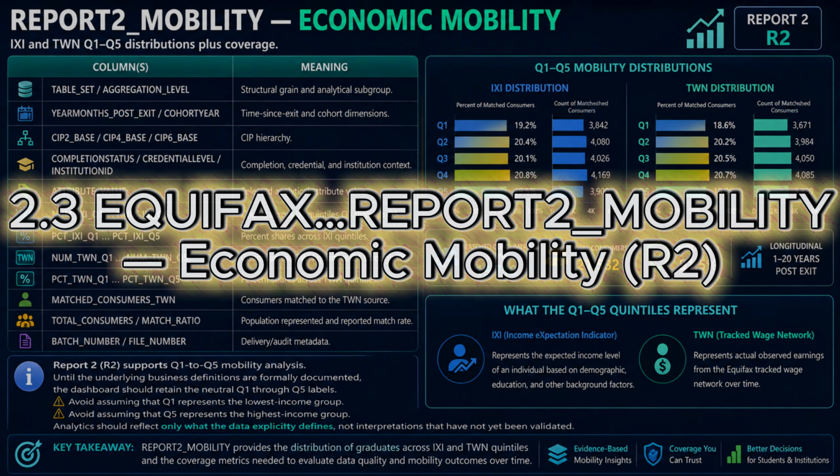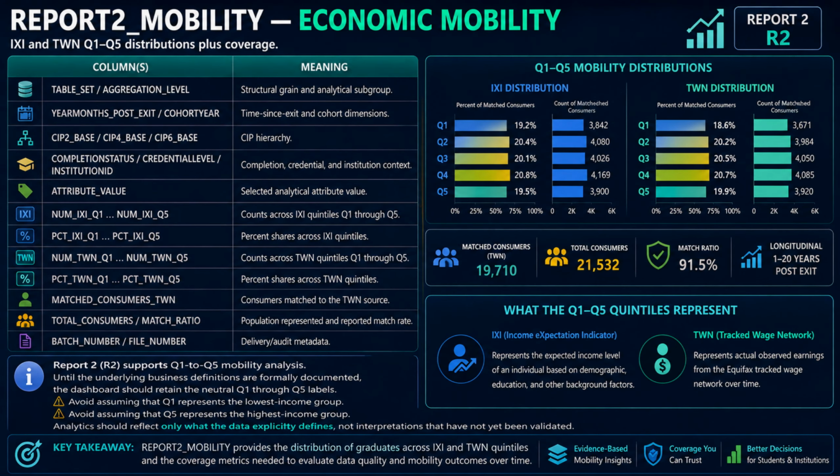Equifax Report 2, Mobility. This is the second report fact table and supports Q1 to Q5 mobility analysis. It provides AXI and TWN Q1 to Q5 distributions plus coverage. Until the underlying business definitions are formally documented, the dashboard should retain the neutral Q1 through Q5 labels. We should avoid assuming that Q1 represents the lowest income group or that Q5 represents the highest income group. The analytics should reflect only what the data explicitly defines, not interpretations that have not yet been validated.